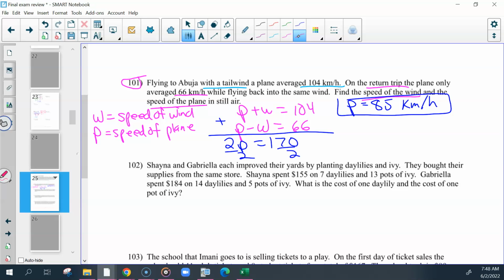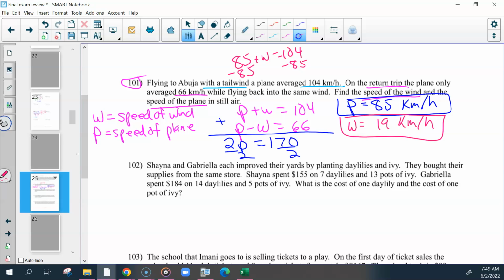So if I say 85 plus W equals 104, and I subtract 85 on both sides, the speed of the wind. So define your variables, set up your equations, solve for one of the variables, put that in, solve for the other, get your two answers, make sure you label your units.